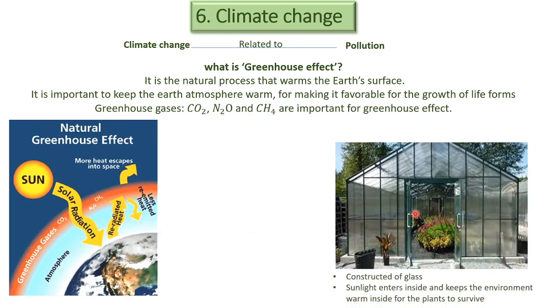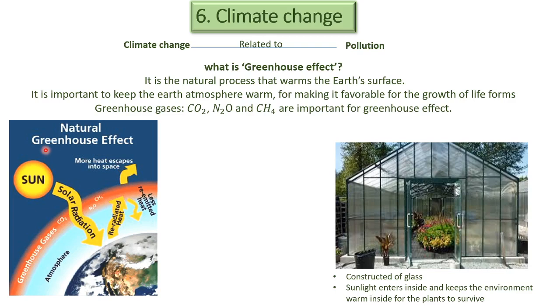A greenhouse is a house constructed of glass, where sunlight enters inside and keeps the environment warmer. It allows the sunlight to get inside and keeps the inside area warmer, due to which the plants inside can survive properly. This is a greenhouse. And since this effect works similarly to a greenhouse, it is known as the greenhouse effect. This is very important for maintaining the temperature of the earth.